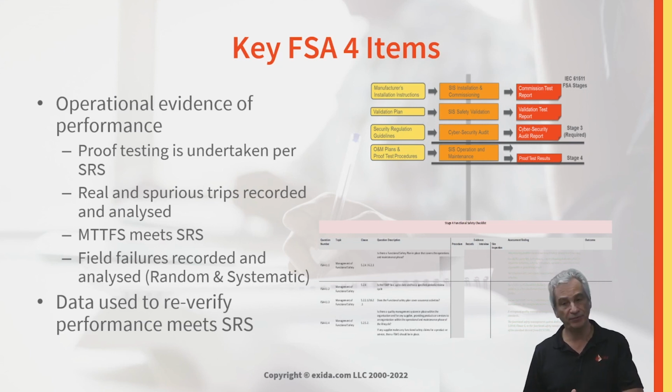So things like the proof test. Are we proof testing according to the SRS? Are our expected spurious trips or real trips according to what we originally thought? And of course, the mean time to fail safe, does that meet the SRS? Any failures that occurred, are we recording those correctly? Are we analyzing them to root cause? And are we segregating random from systematic? Remembering, of course, that the random numbers are the ones we will use to revalidate our calculations at some point in the future, once we've gathered enough information.